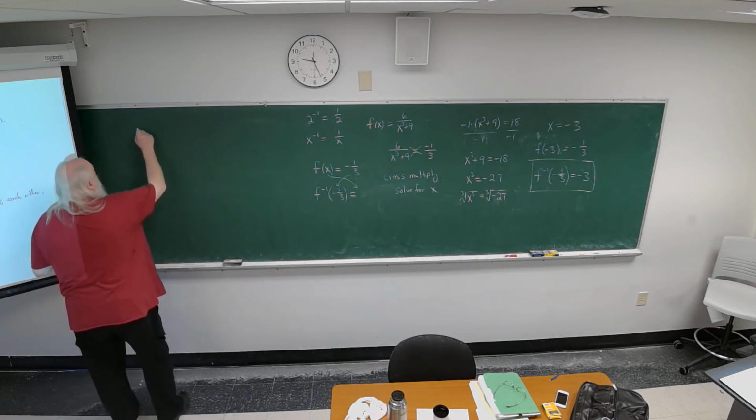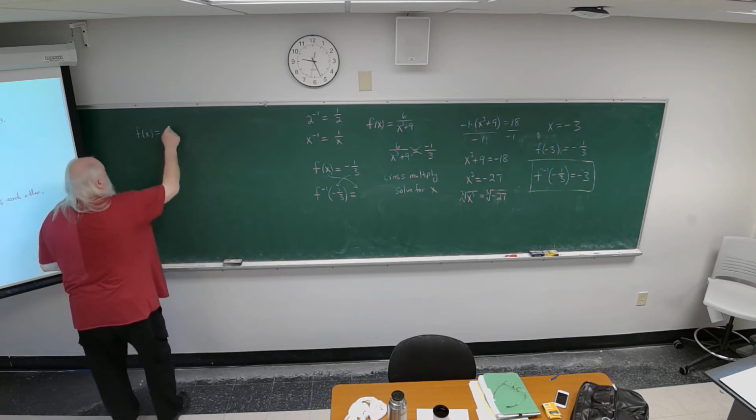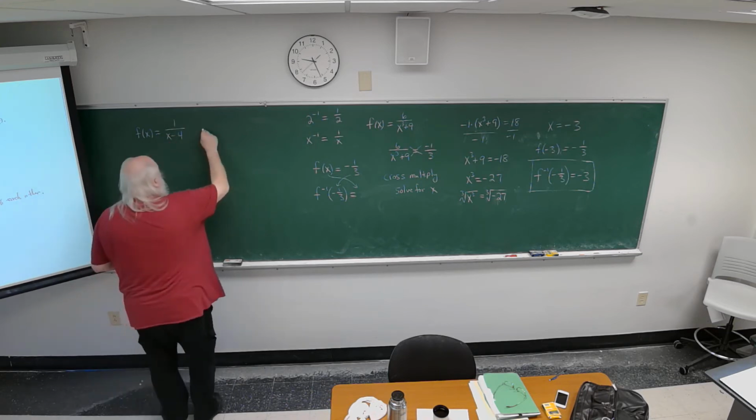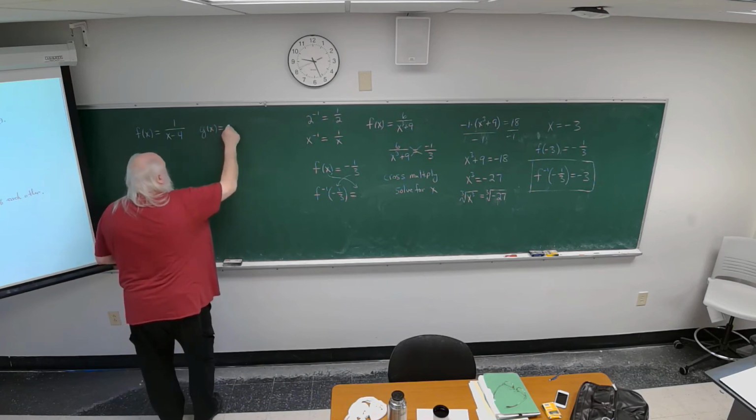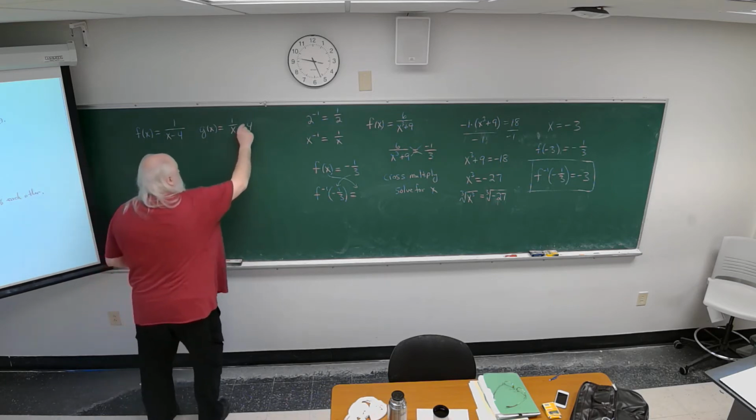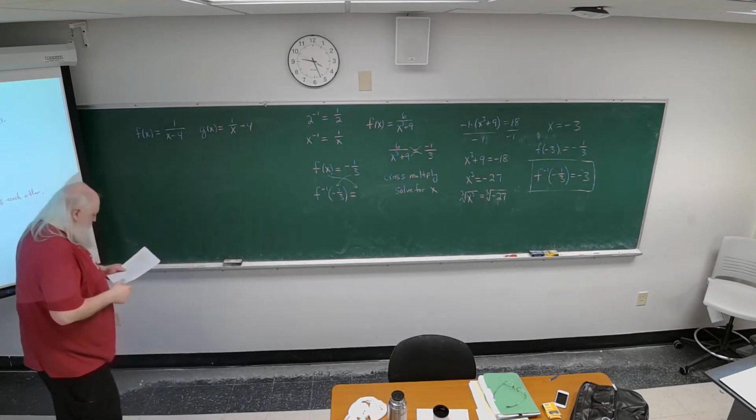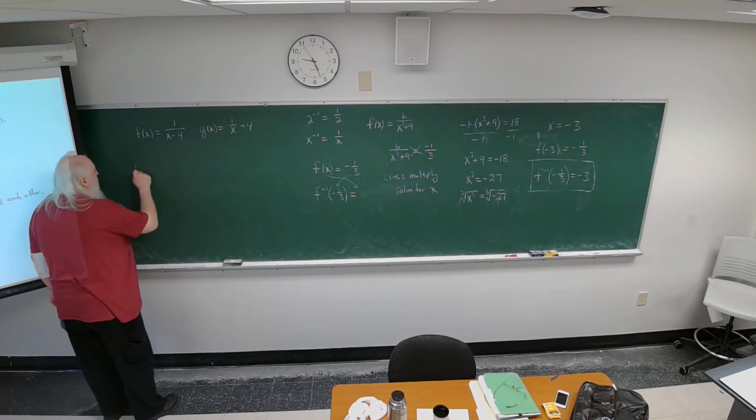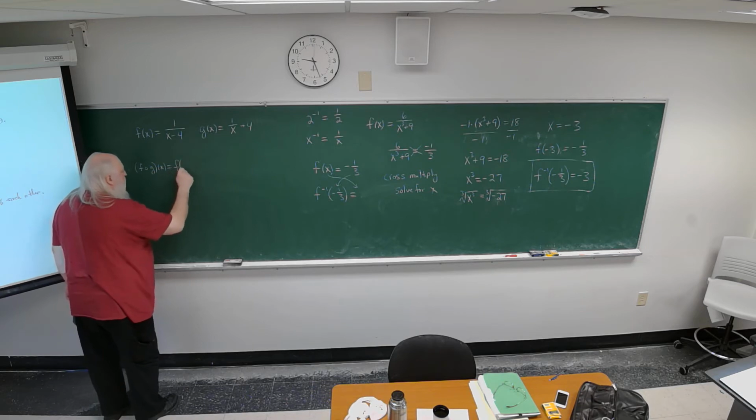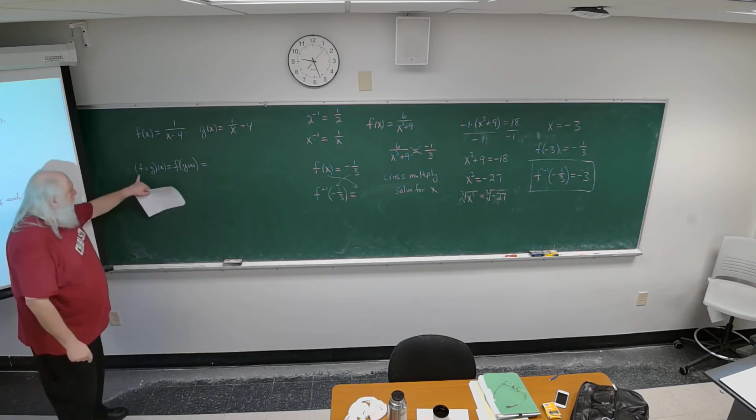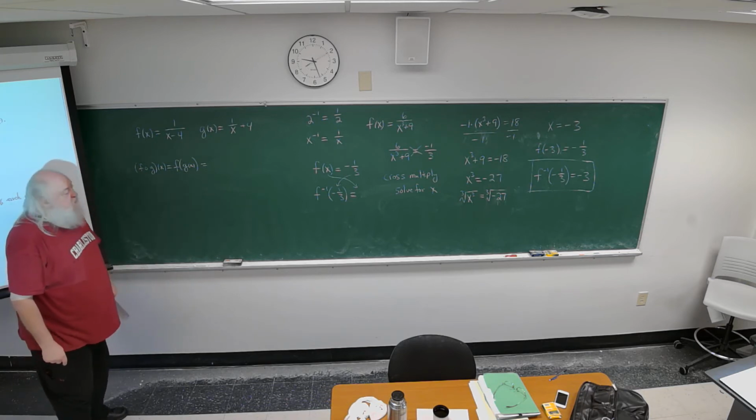So f of x is equal to 1 over x minus 4, and g of x is equal to 1 over x minus 4 plus 4. We've got to show that the composite of f with g as a function of x, by definition f of g of x, is equal to x. And then we've got to do the composite of g with f to show that it's equal to x.